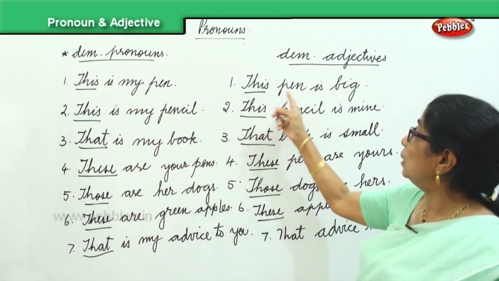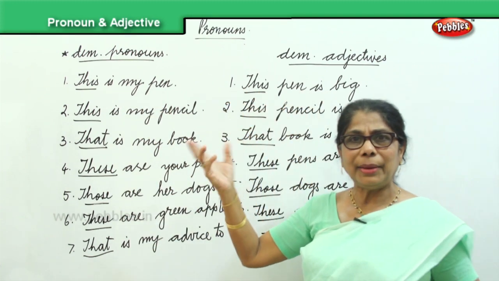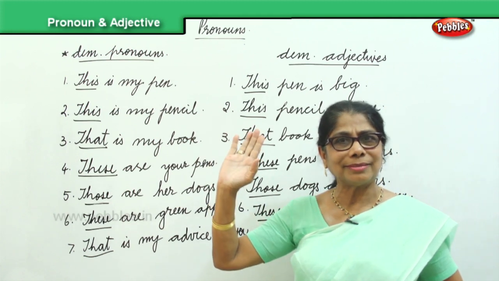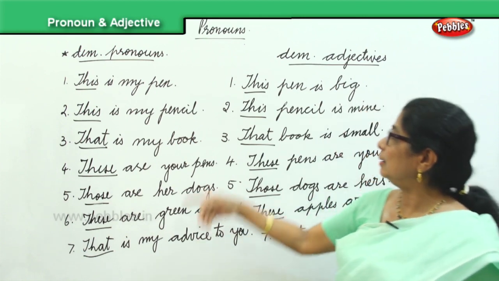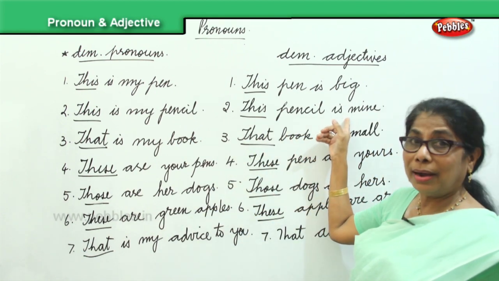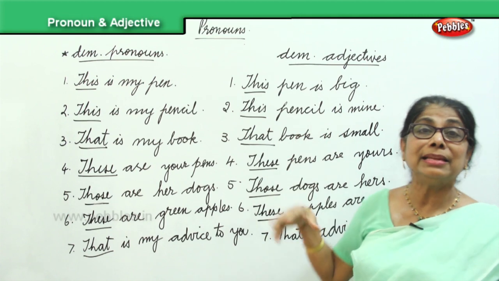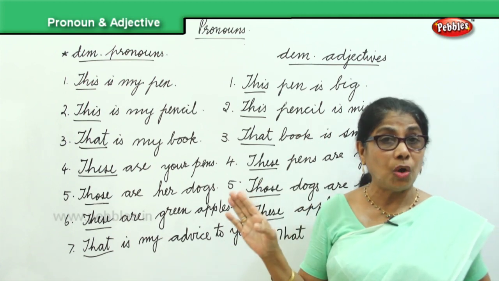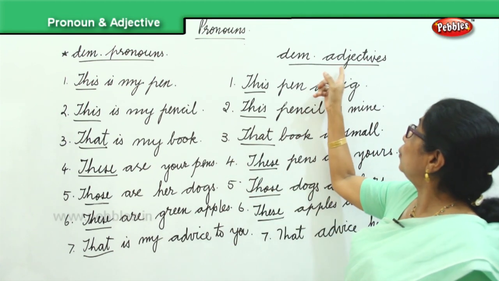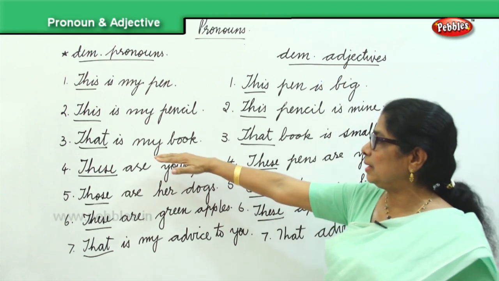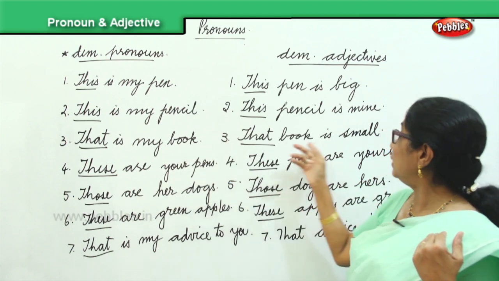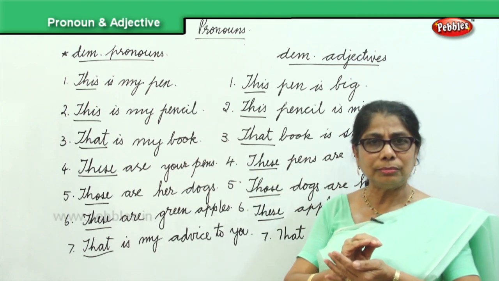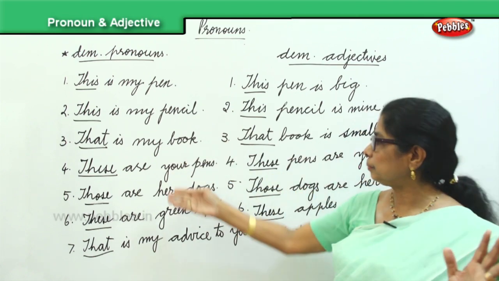But when you look at demonstrative adjective, this is my pen. It changes to this pen is big or small or hers or yours. This is my pencil. This pencil is mine. Or you can say this pencil is big or this pencil is long or short. We are looking at adjectives, slight change. That book, that is my book. That book is small or that book is big, whatever.